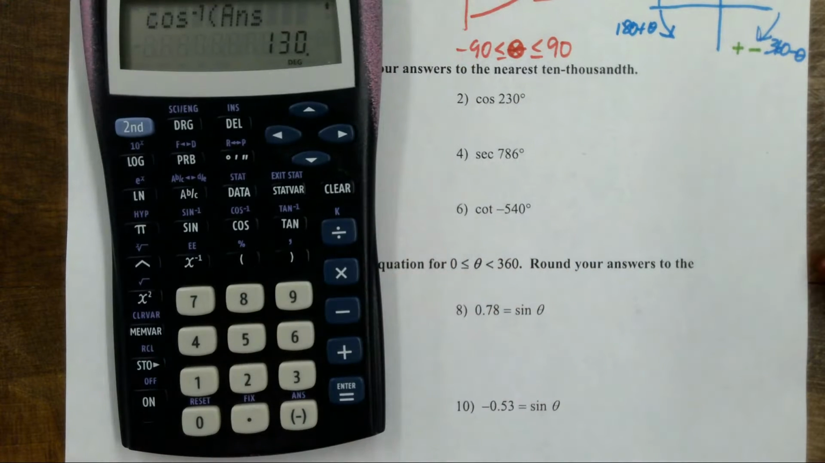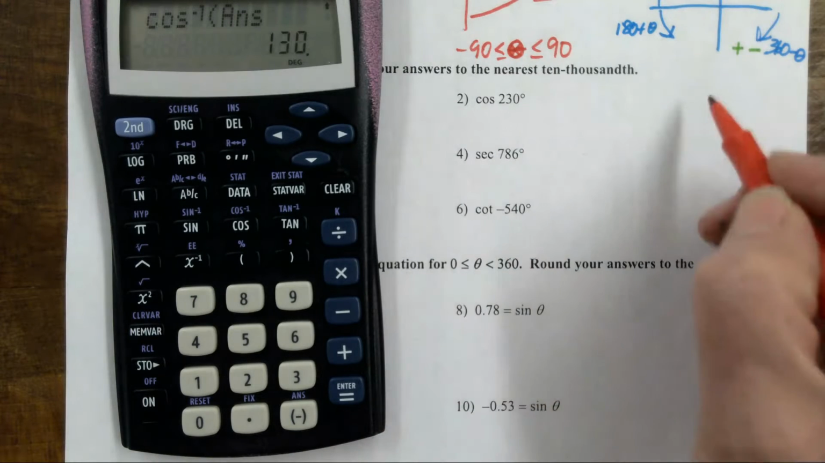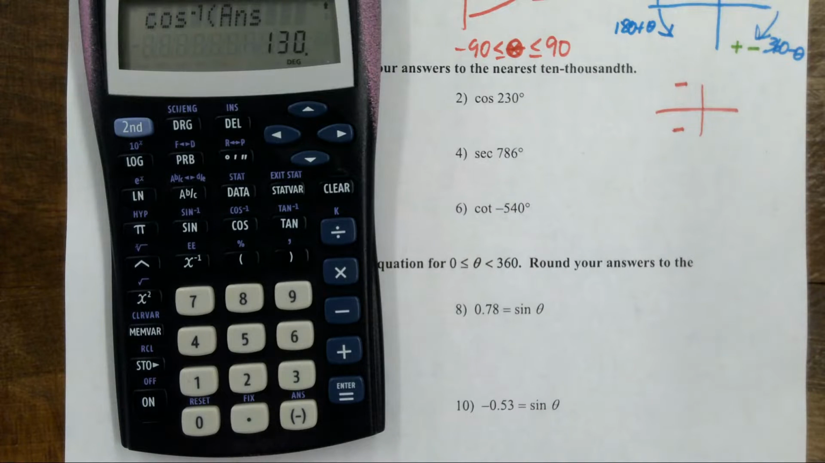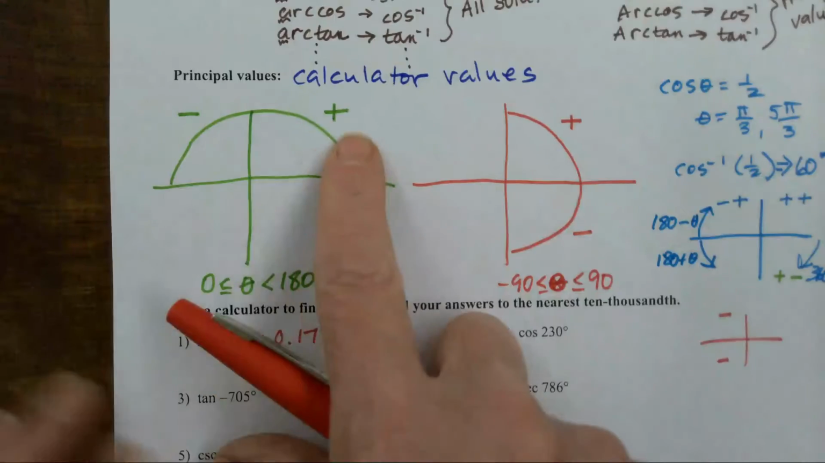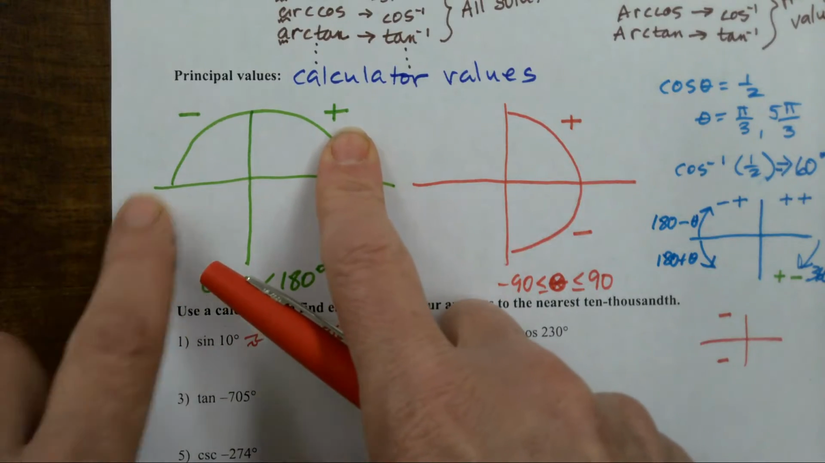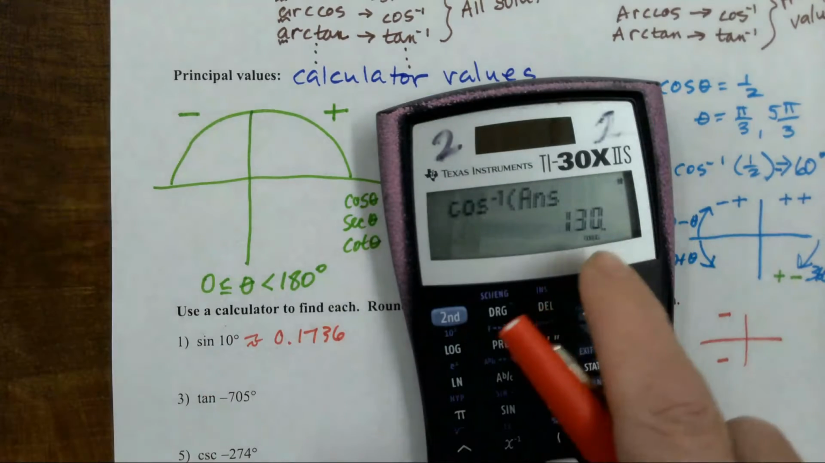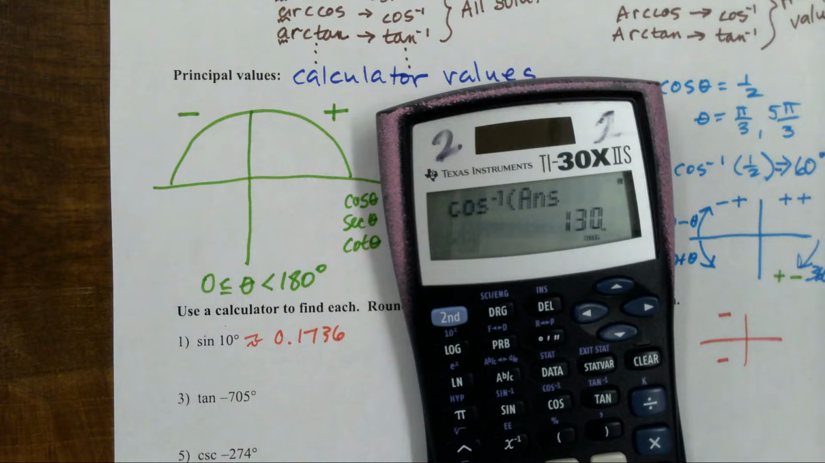Because, remember, the cosine is negative in the second and in the third quadrants. Your calculator can give you the answer if you type in the quadrant you're in, but it can't give you back a different quadrant. Because it's cosine, if it's positive, it'll give you a first quadrant answer. If it's negative, it'll give you a second quadrant answer. 130 is a second quadrant answer. This is where our math has to come into play. We can't just plug stuff in a calculator and be done. This is where we have to think.